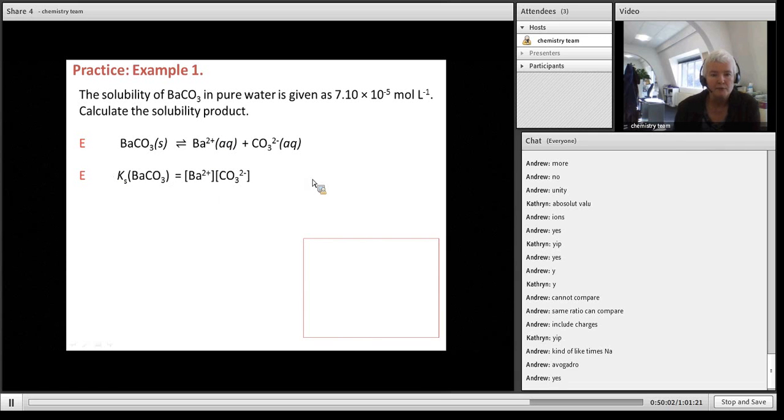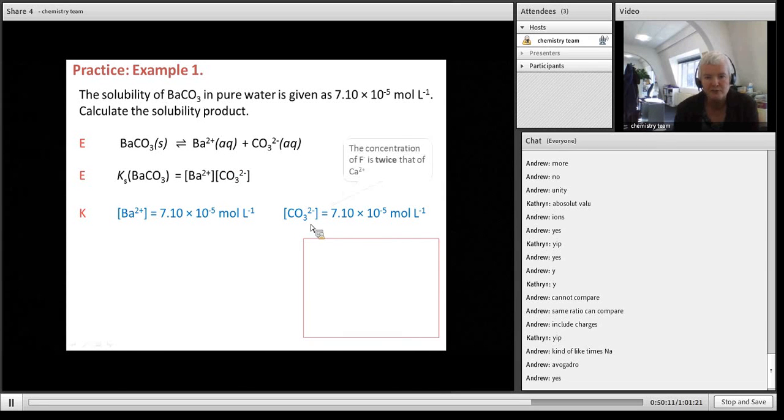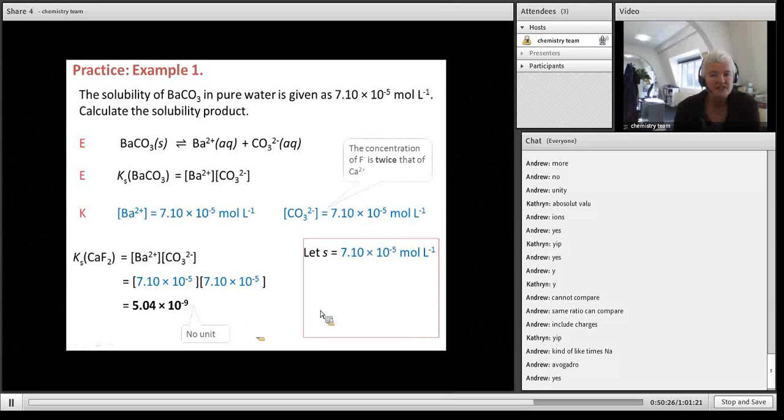So for every 1 barium, I get 1 carbonate. So the solubility is the same. Oh, that should not have been in there. Please ignore that. Okay, so Ks is just simply those two multiplied, and there you get an answer. Remember, no unit. If I did the shortcut, I would just simply square that and I'd get the same answer.